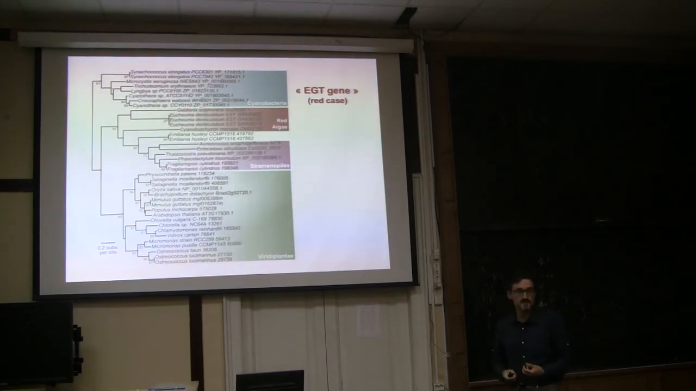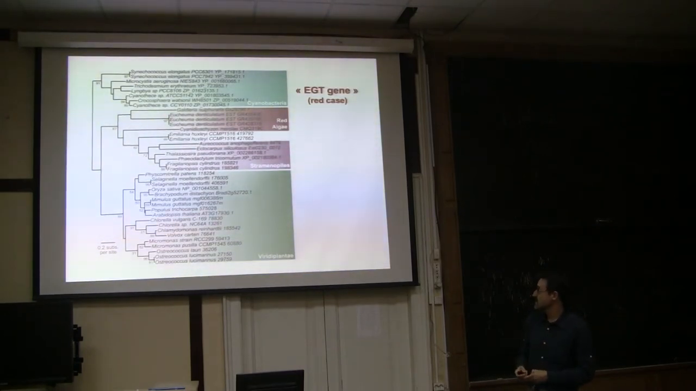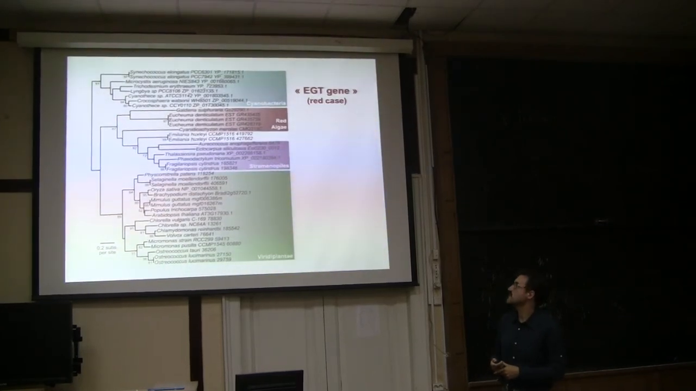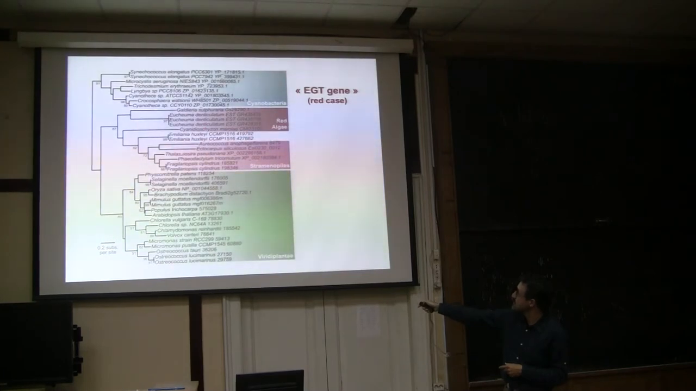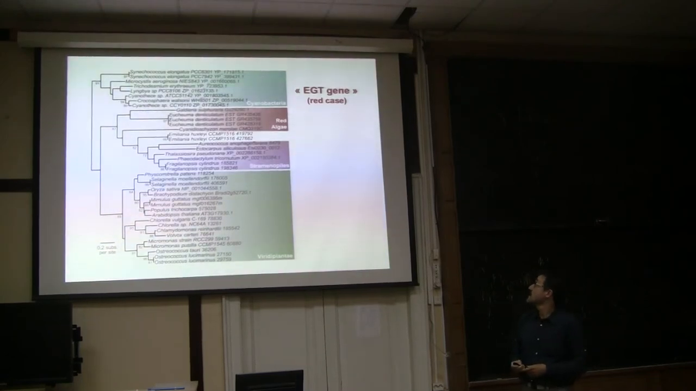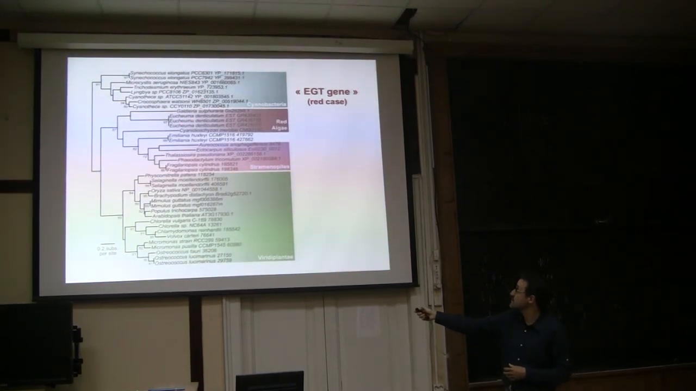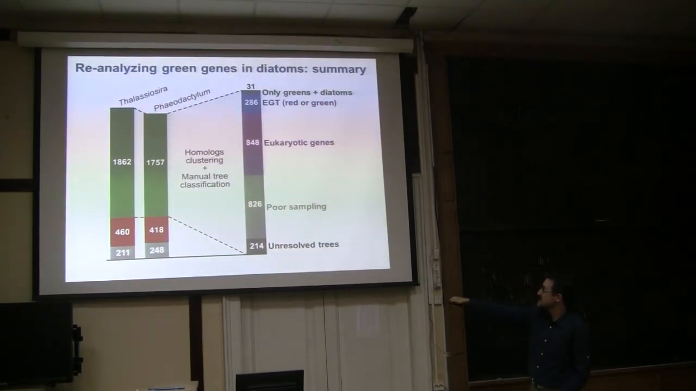And finally, we also observed several cases where we have evidence for endosymbiotic gene transfer, but surprisingly, in several cases, despite it being published that these genes were acquired from green algae, what we observed was the contrary: the diatoms were more closely related to red algae, as expected, because they have red algal plastids, than to green algae. So this is what we call endosymbiotic gene transfer, and we classify this one as a red case because it supported a red algal origin for this gene. So at the beginning we had this data, and after our analysis we obtained these results.